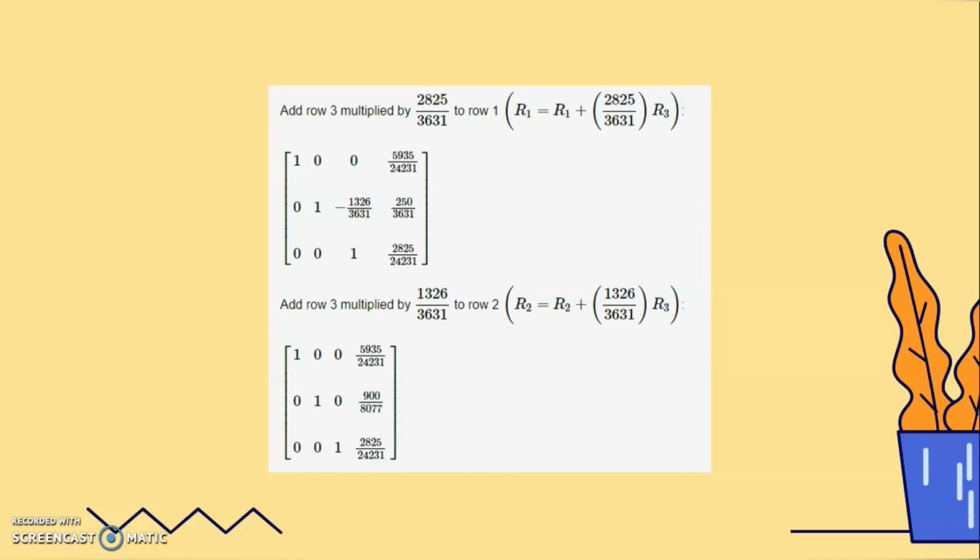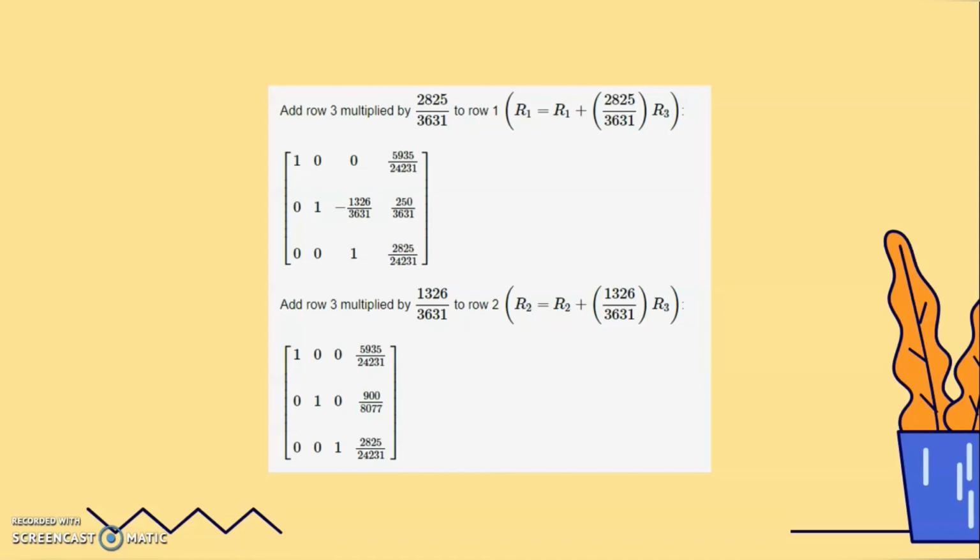Okay, and the final step: the row 2, column 3, which is negative 1326 over 3631, we need to make into a 0. How? By adding row 3 multiplied by 1326 over 3631 to row 2, which is R2 equals R2 plus 1326 over 3631 multiplied by R3, so that we get 0 at R2 column 3, and the same step applies to R2 column 4, where we get a new number, which is 900 over 8077. So that is the final step.